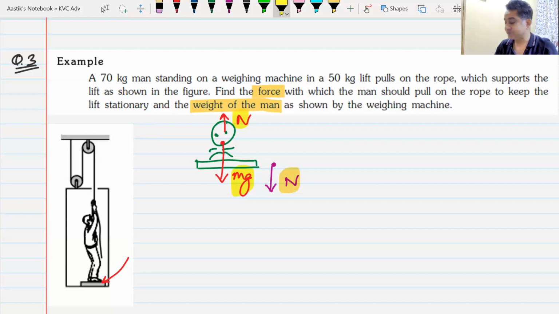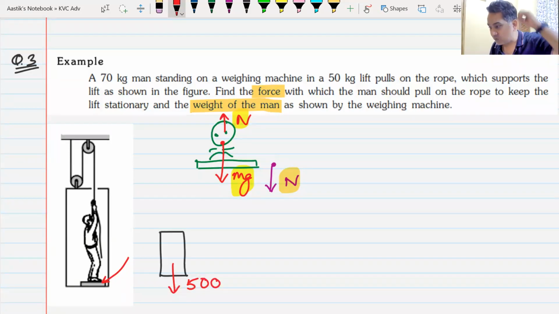Should I solve it for you? You have to draw the free body diagram of two things. One is the lift and the other one is the man and the weighing machine. Now looking at the lift, if this is the lift, what are the forces acting on the lift? One is the weight of the lift, which is 500 downwards, yes or no?